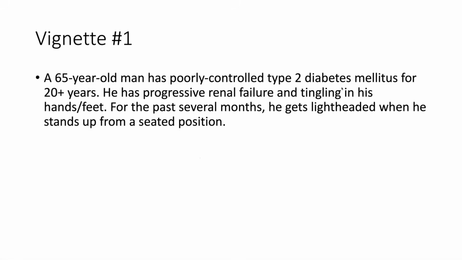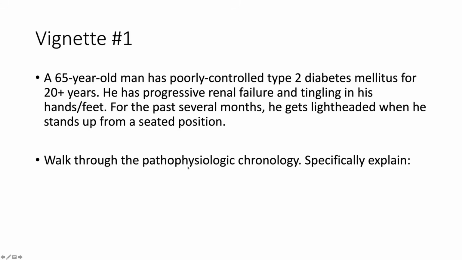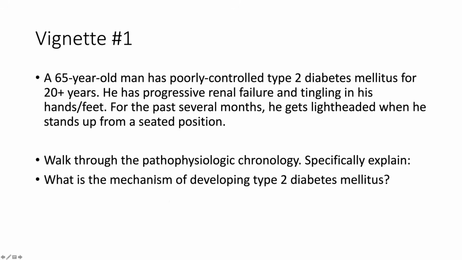Everyone read this. You don't have to read it out loud, but I want you to tell me what's the pathophysiologic chronology. Walk through the pathophysiologic chronology, and I want you to specifically tell me what's the mechanism for developing type 2 diabetes and why is he orthostatic?